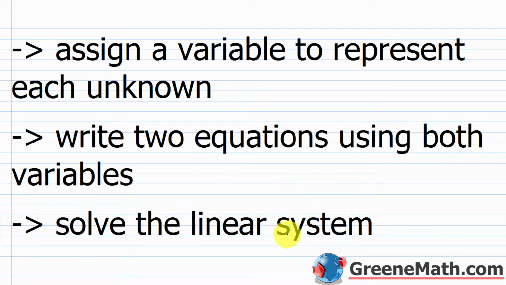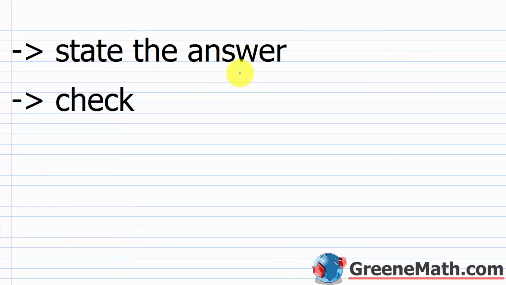Then we want to solve the linear system. We're going to state the answer. And generally speaking, when we're working with word problems, we want to make a nice little sentence. And then lastly, we're going to check. And remember, with word problems, we want to make sure that the answer is reasonable. If you had a question like how many cars were produced at a factory and you get negative 37.2, it's probably not the right answer, right? The factory would produce either 0 or some positive integer amount.